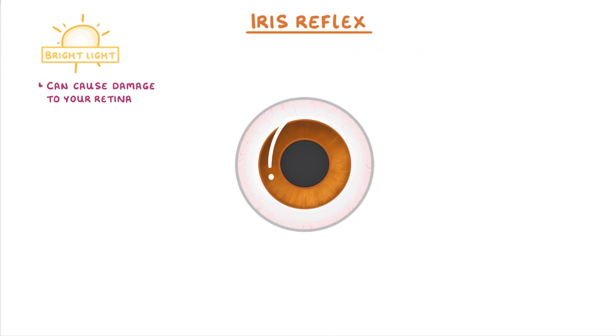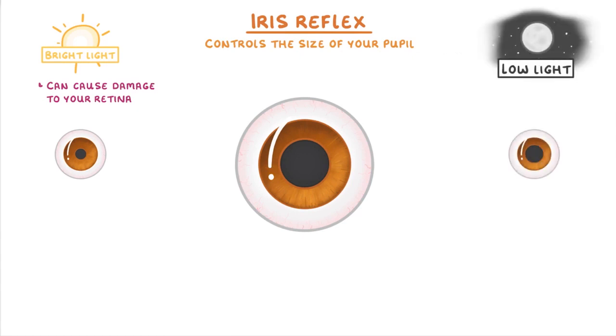So to prevent this, you have a reflex that controls the size of your pupil, making it smaller in bright light conditions, so that less light gets in and damages your retina, but larger when in low light conditions, which allows more light in and so helps you to see in the dark. Both of these cases have their own names. So in this image on the left, when the pupils are small, we call it constricted. But when it's larger, like on the right, we say it's dilated.